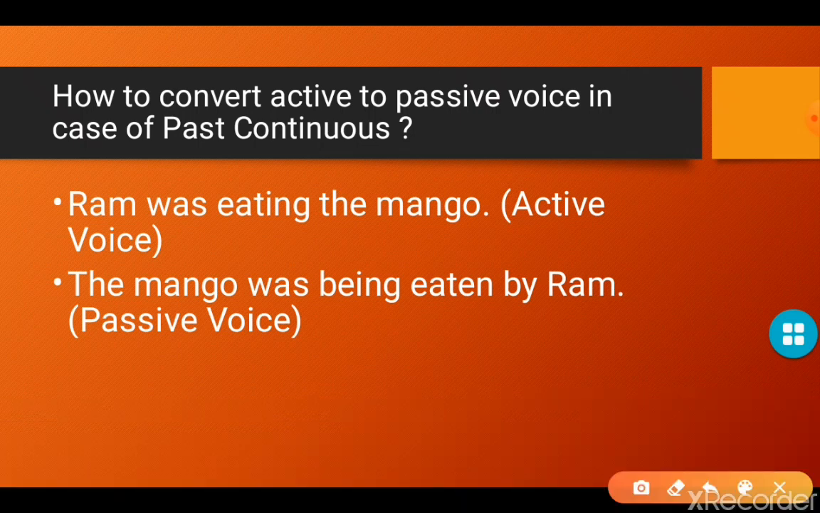Okay. So I hope all of you understand how we can easily convert active to passive voice. It is not difficult. If we follow the formula, we can easily convert active voice to passive voice. Okay. Thank you.